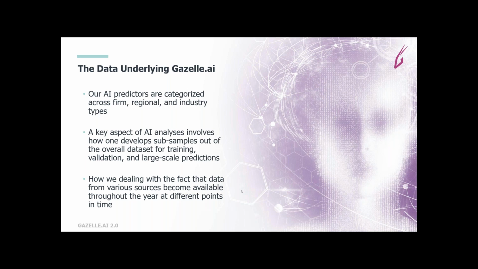A key aspect of any AI analysis involves how one develops subsamples out of the overall data set for training, validation, and large-scale predictions. Our analysis training data set is used to train the model. This involves data with hand-verified outcomes and predictors. The analysis validation data set is used for validation tests. That's not used in AI training and is similarly hand verified.